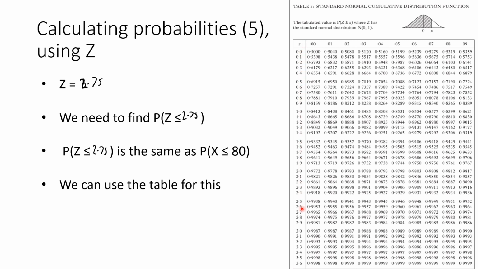We can use the table to figure this out, and how we do that is we go down the table and we go to here, so 2.7. Now we need to go to 2.75, which is here, and we meet right here. So 0.997. The probability of z being less than or equal to 2.75 is equal to 0.997.